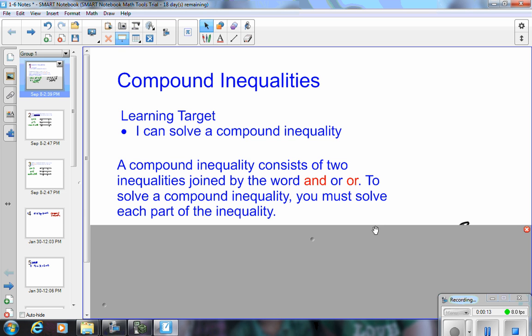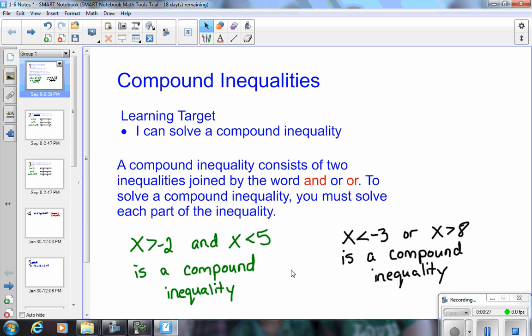A compound inequality consists of two inequalities joined by the word and or. To solve a compound inequality, you must solve each part of the inequality. Here's an example, or two examples, of what a compound inequality looks like.